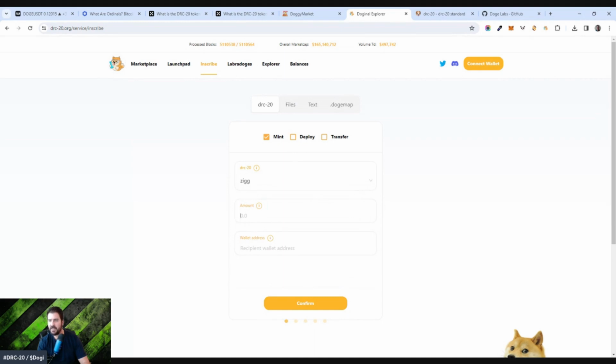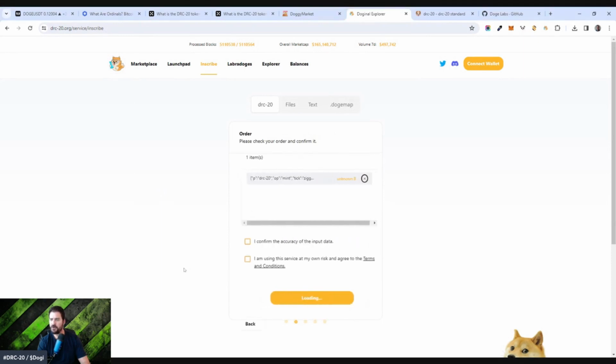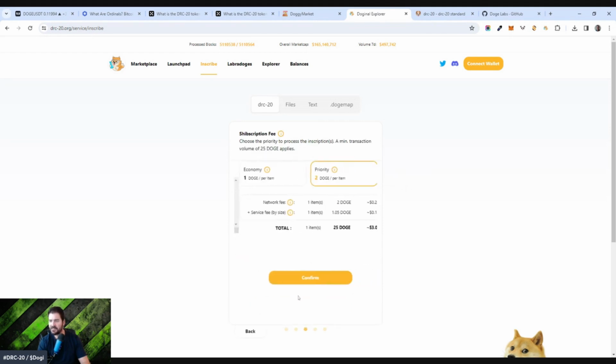You put in the ticker, you put in the amount that you want to mint, let's just say 1,000, you pop in your wallet address right here. You click confirm, and then it goes to actually inscribe or create a record of that exact mint against that ticker. You confirm it, and then it's a legitimate transaction on the Doge blockchain, right? It costs very little to do this. So I said that I wanted to create 1,000 of these. It's costing me 25 Doge to do that, or $3.